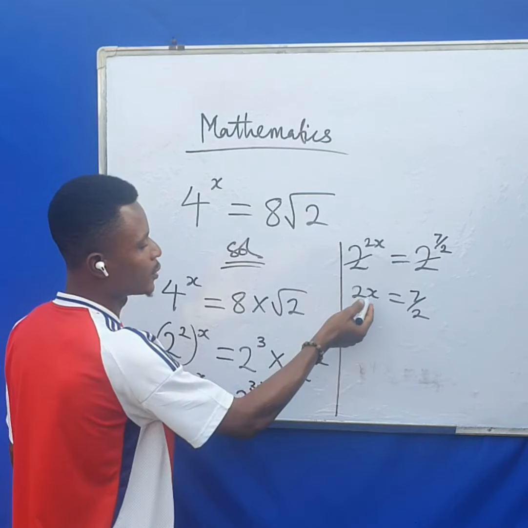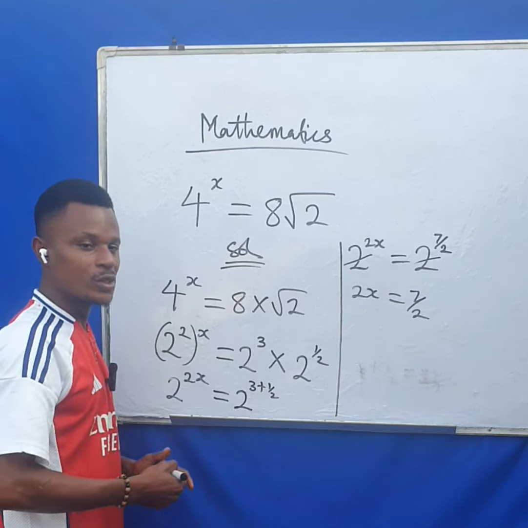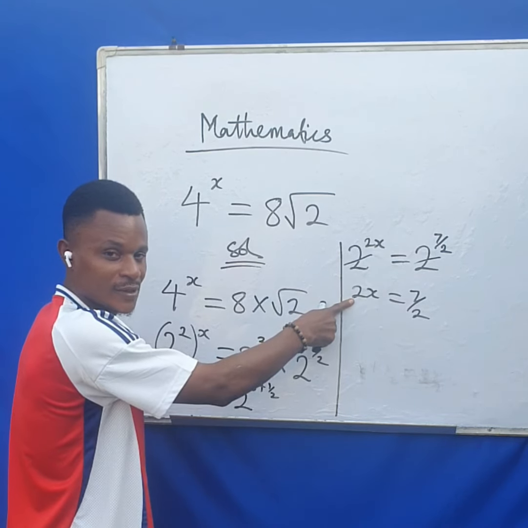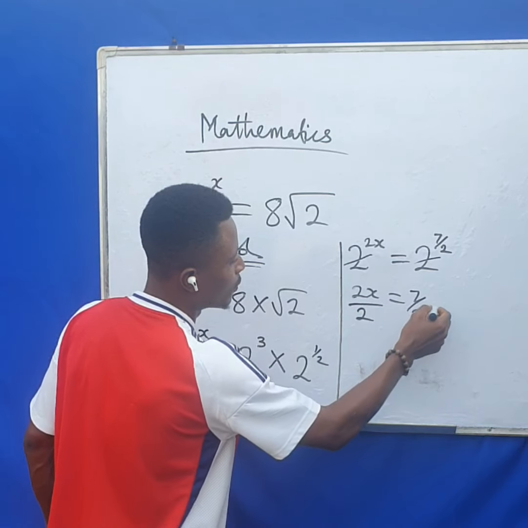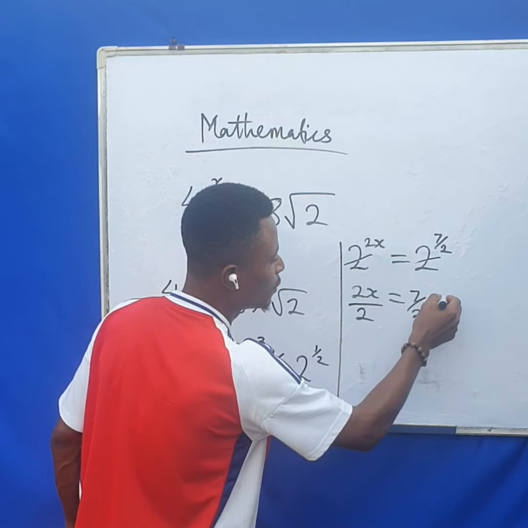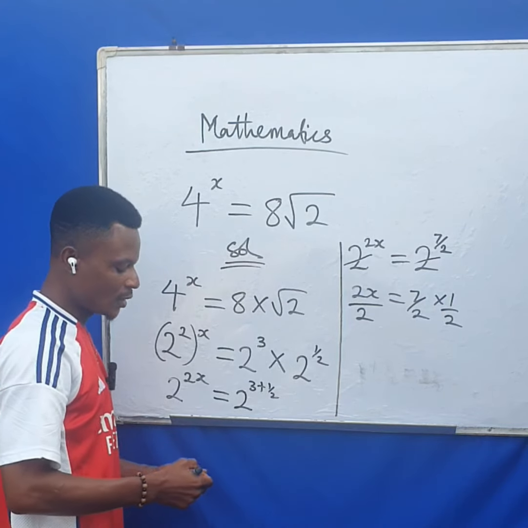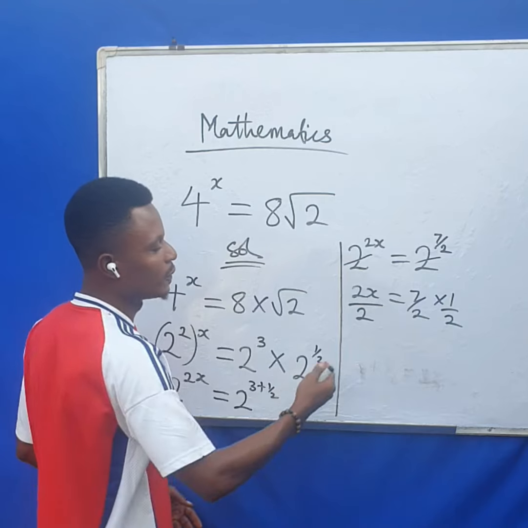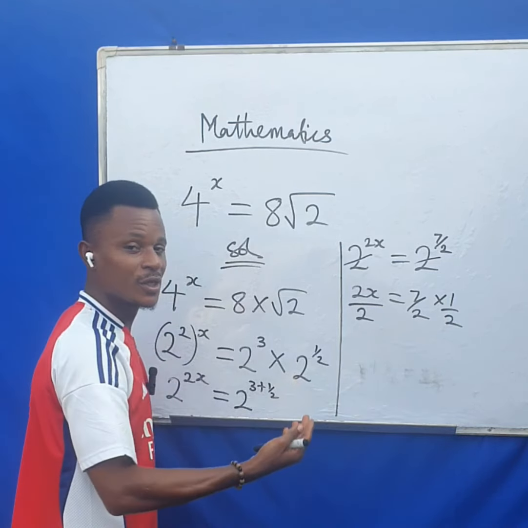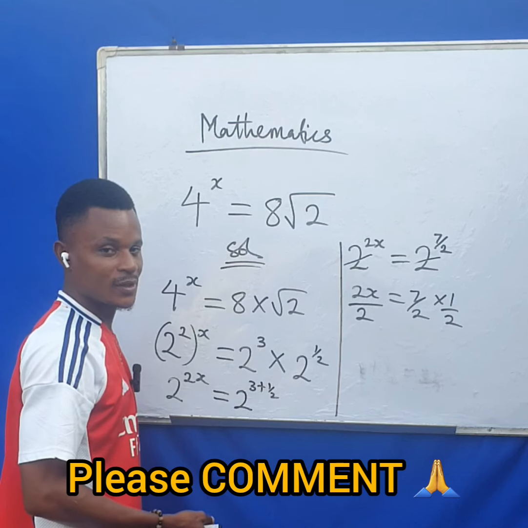We're looking for x, not 2x. So we have to divide both sides by this 2 that is attached to this x. We divide this by 2. And dividing by 2 is the same thing as multiplying by half, by 1 over 2. Take note. I don't want to make the process long. Just know that anytime you want to divide by 2, it is the same thing as multiplying by 1 over 2. You understand?